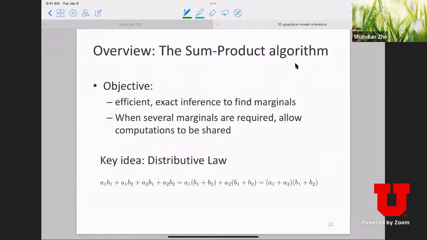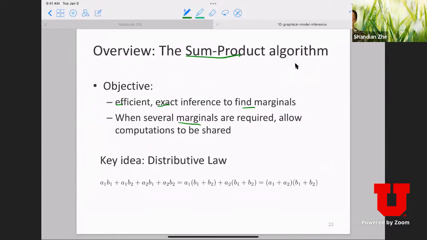So now we're going to introduce the so-called sum product algorithm. The objective of this algorithm is to provide an efficient and exact way to find marginals of any node in this graph. If you want to compute multiple marginals, say node 1, node 4, node 5, we allow the computation to be shared, meaning that you don't need to rerun this sum product algorithm multiple times. You just run it once, and then it is very easy to get arbitrary marginals you want.